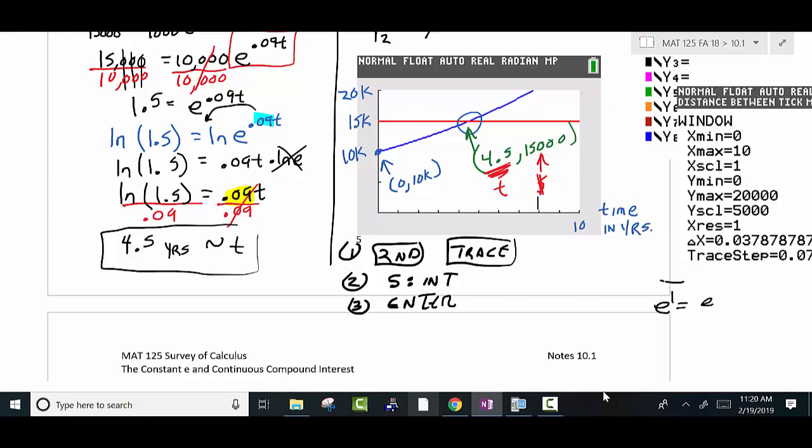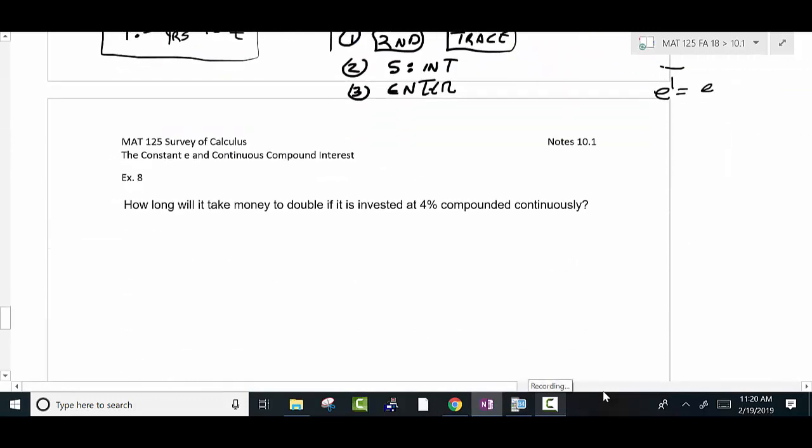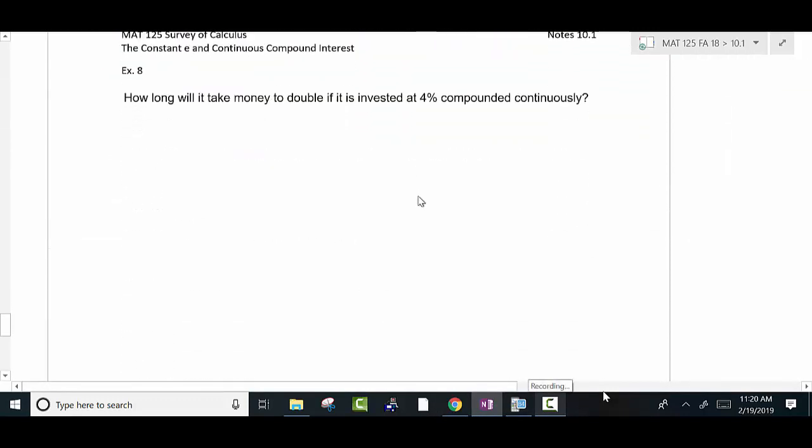Okay, so let's go to the last page here and let's do this one. This one we'll just do totally algebraically. This one could be done graphically too. This one says how long, which means find t. And will it take money to double? And it's going to be invested at 4% compounded continuously.